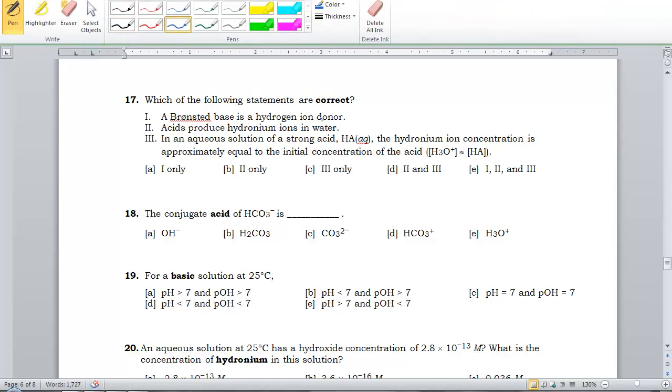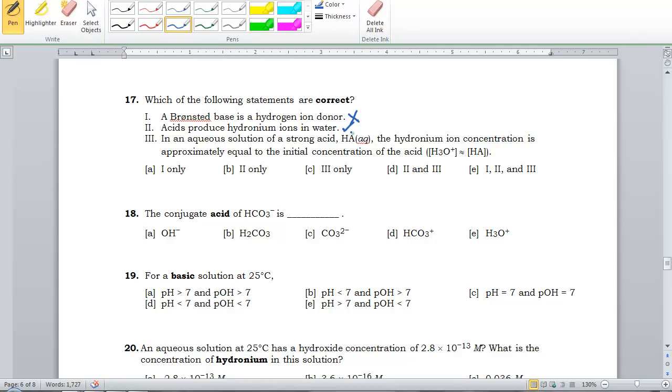All right, make sure you know definitions, both the Bronsted definition and the Arrhenius definition, and also how, in this case, there's information about a strong acid or a weak acid and how they react in water. So a Bronsted base is a hydrogen ion donor. That is not correct. That would be a Bronsted acid. A Bronsted base is a hydrogen ion acceptor. Here's the Arrhenius definition for an acid. Acids produce hydronium ions in water. That is true. That's the Arrhenius definition.